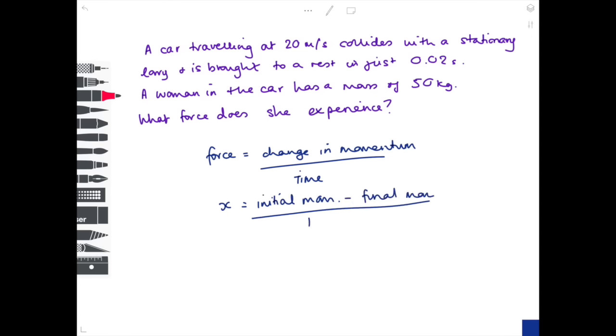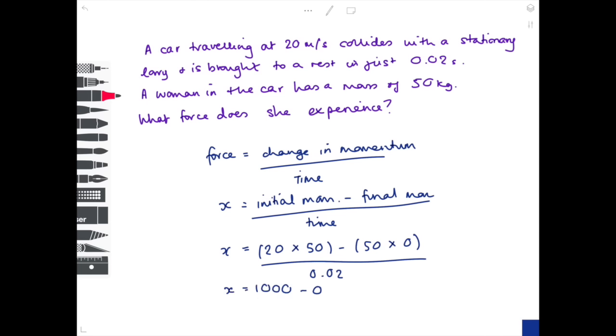So the initial momentum of the woman will be the velocity of the car times her mass, and that makes sense because after all she's in the car. And then we take away the final momentum. Well, it's coming to a rest, which means although her mass is staying the same, the velocity obviously reduces to 0 because the car stops. And time we've told is 0.02 seconds. Use your calculator. So 20 times 50 is 1000 minus 0 over 0.02. And therefore the force she experienced is 50,000, and the unit is a force unit, so that's newtons.